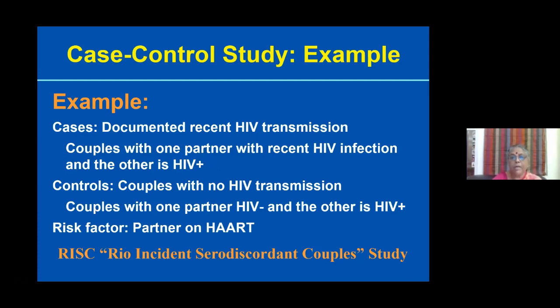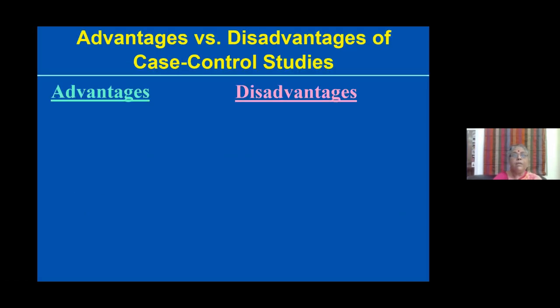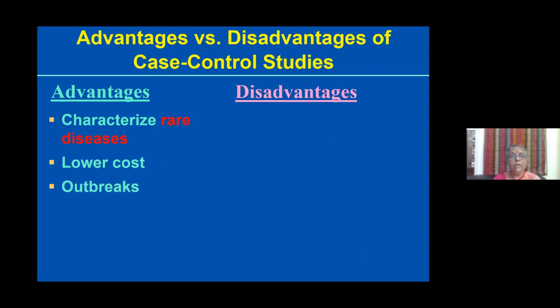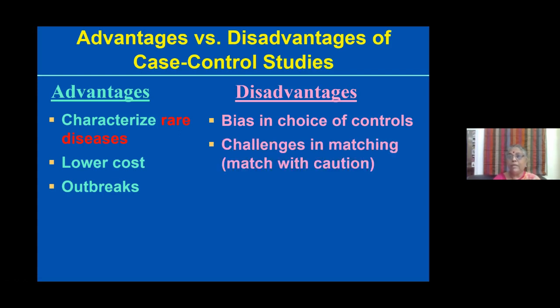Now, what are the advantages and disadvantages of case control studies? So you do this study especially when you have to characterize rare diseases. It involves lower cost. It can also be used for outbreak studies. The disadvantages are bias in the choice of controls. Many times you don't find controls. You may use relatives as controls, which is not a very good thing to do.